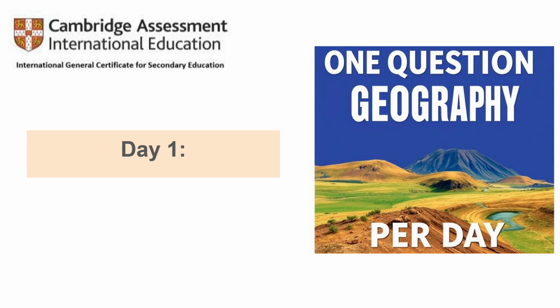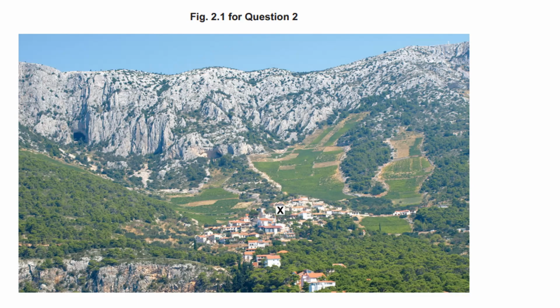Let's see how to attempt some of these geography IGCSE exam questions. Now, first, this question has to do with an insert. An insert is given out. Once an insert is given to you in a geography exam, the first thing you should do is make sure you label the parts that you can identify on the insert.